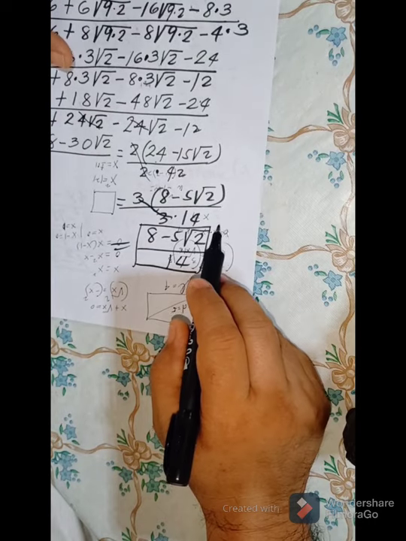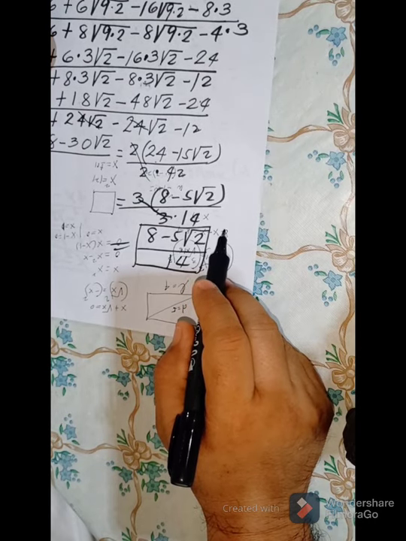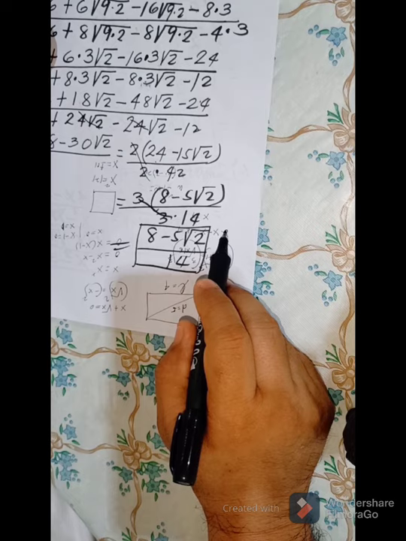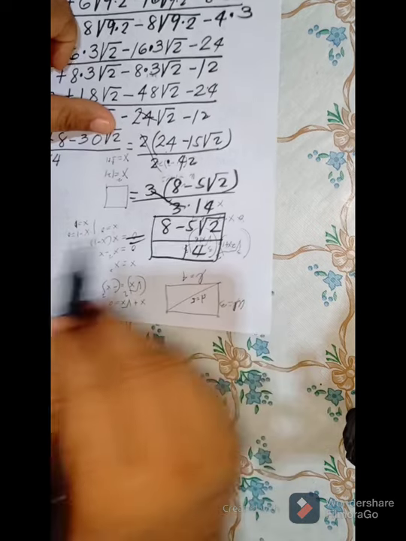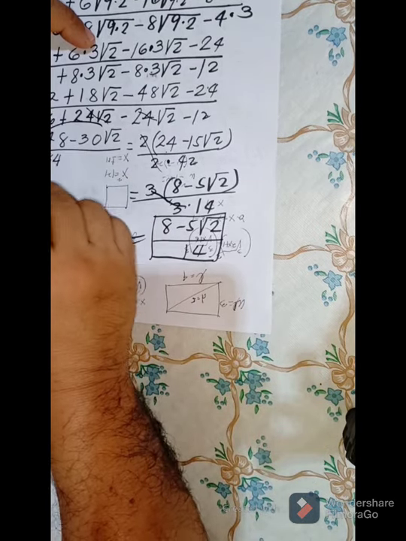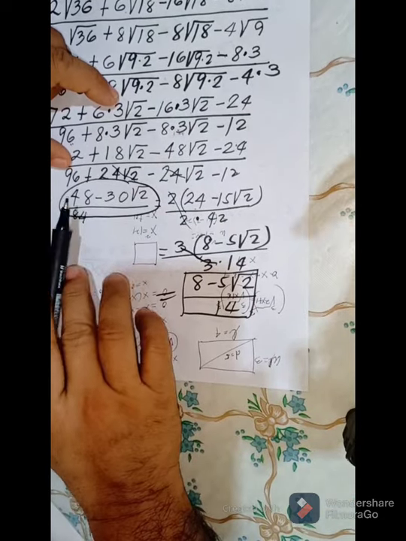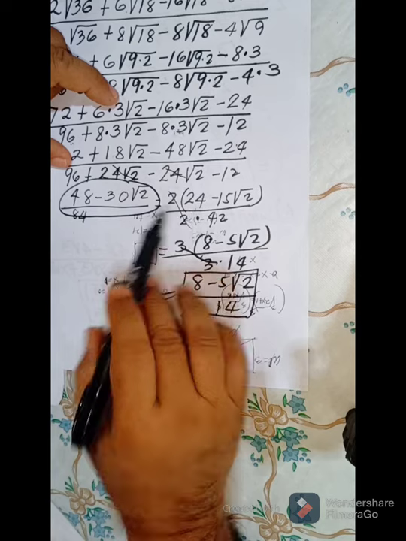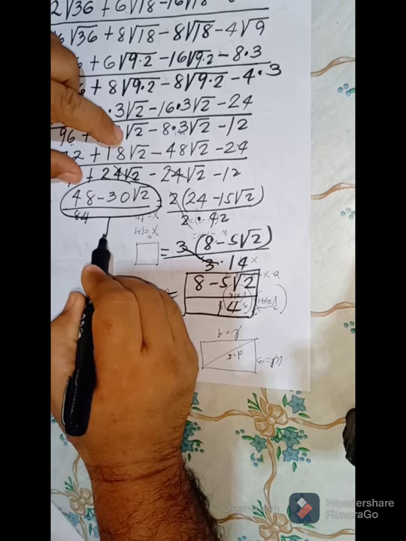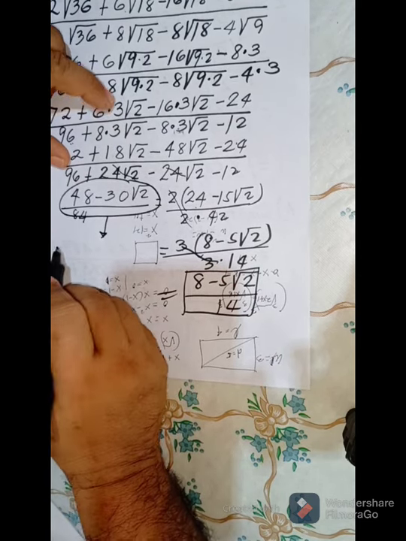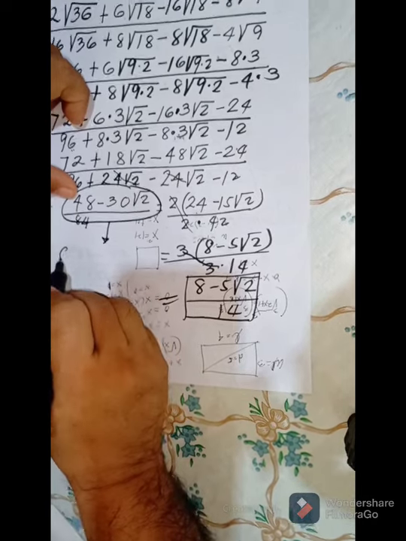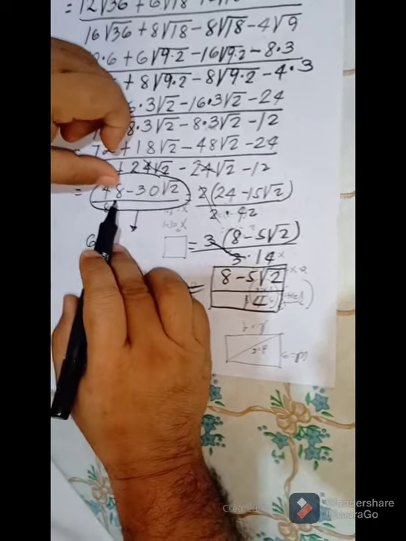However, instead of proceeding to this part, we can do otherwise. We can make 6 our common factor.